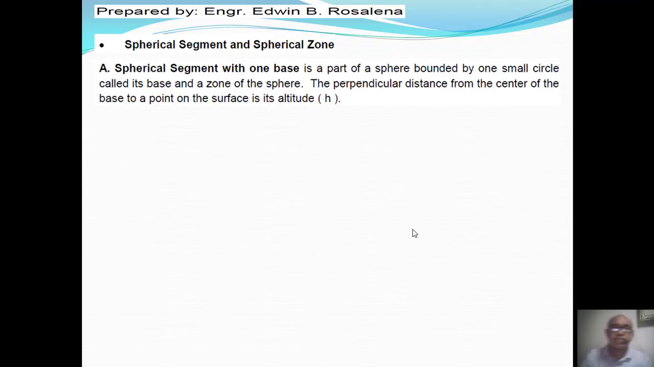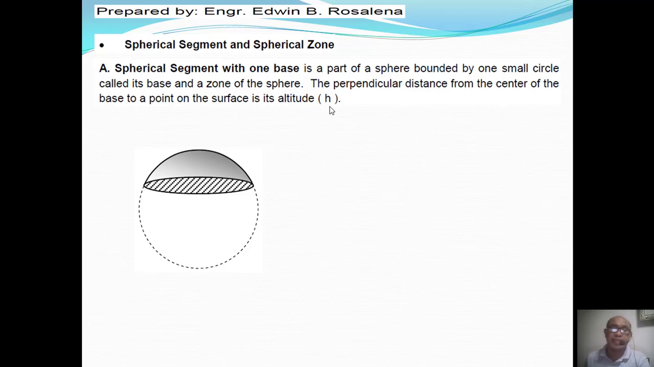So the first is the spherical segment with one base. So the spherical segment with one base is a part of a sphere bounded by one small circle called the base and the zone of the sphere. Tingnan natin kung ano yung zone. No? So the perpendicular distance from the center of the base to the point on the surface is its altitude. Okay. So we have here a spherical segment. Okay. So notice that the boundaries here, so this is a solid cut from a sphere like this. No? So we exclude this part.